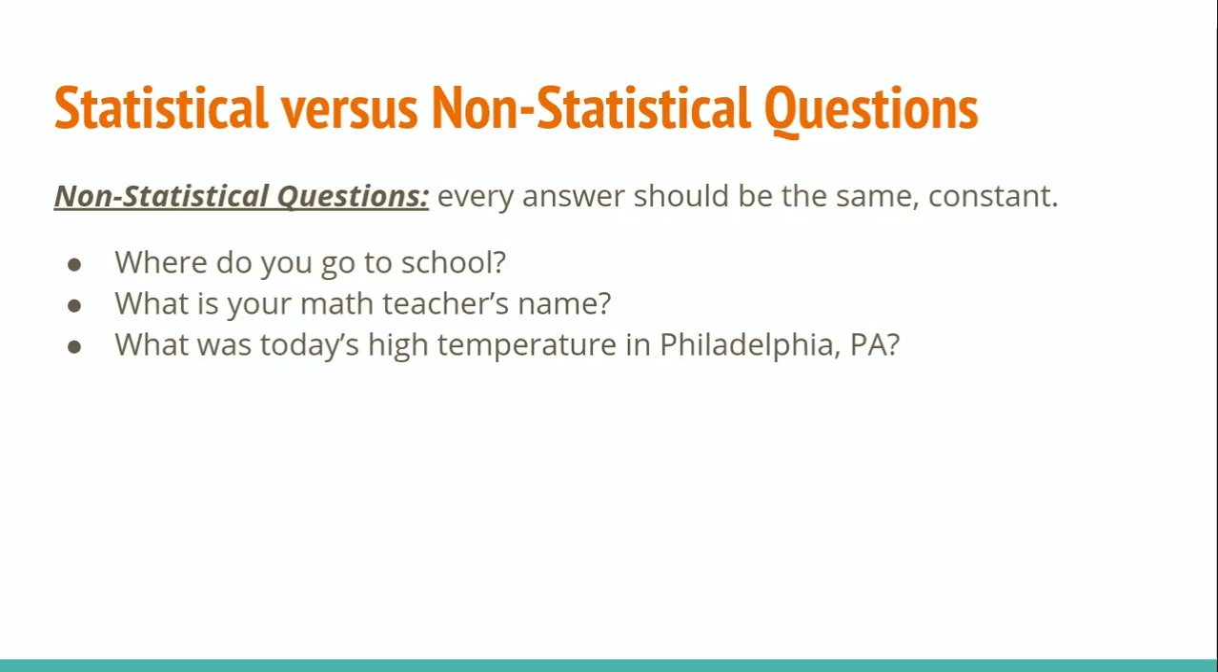Everybody's going to have the same answer to where you go to school. Everybody's going to have the same answer on what is your math teacher's name. Everybody's going to have the same answer on what was today's high temperature in Philadelphia, Pennsylvania. Because if I had just said Philadelphia, you know there's a Philadelphia, Mississippi. So if the question is non-statistical, every answer is going to be the same. There will be no varying. The answer is constant. Okay?